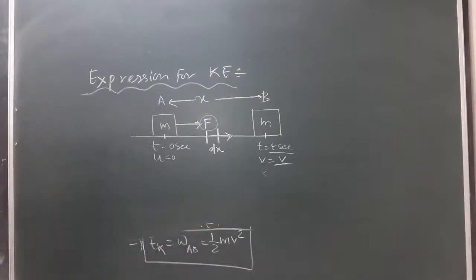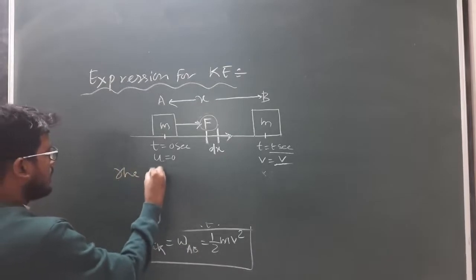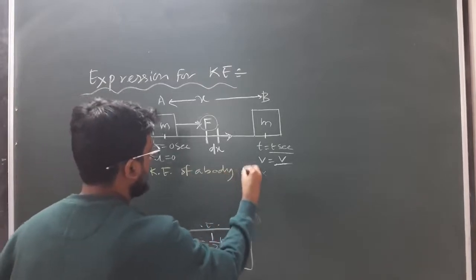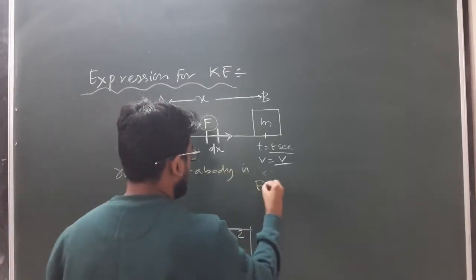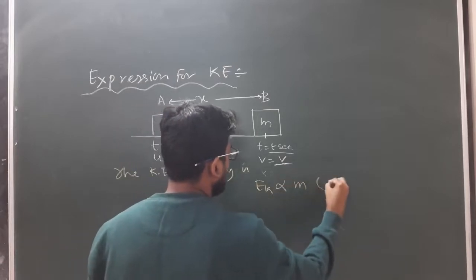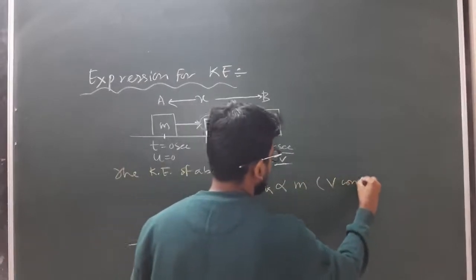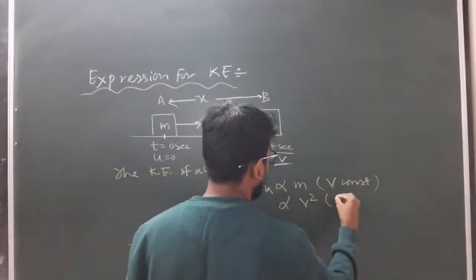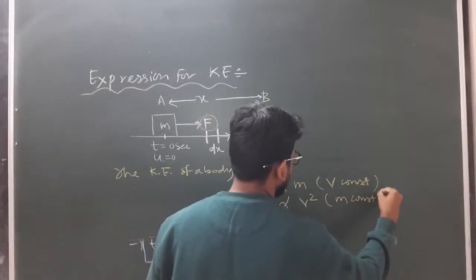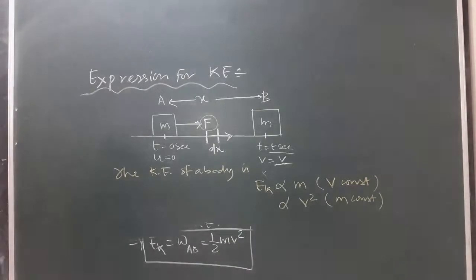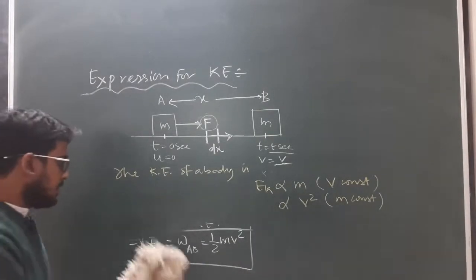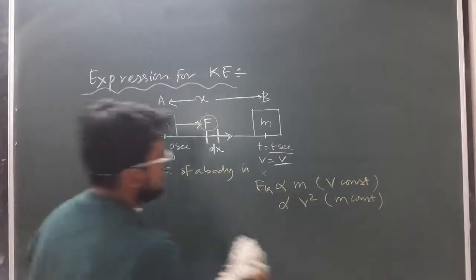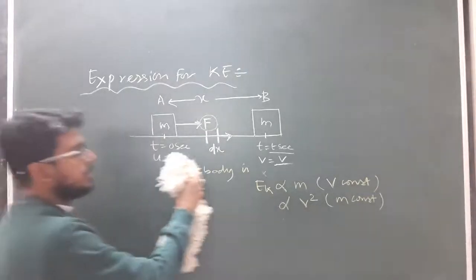So from this relation we can write the kinetic energy of a body is directly proportional to mass when v is constant, and directly proportional to v square or speed square when mass is constant. Okay, clear? So this is the expression for the kinetic energy of a body of mass m which has some velocity v or speed v. Clear?